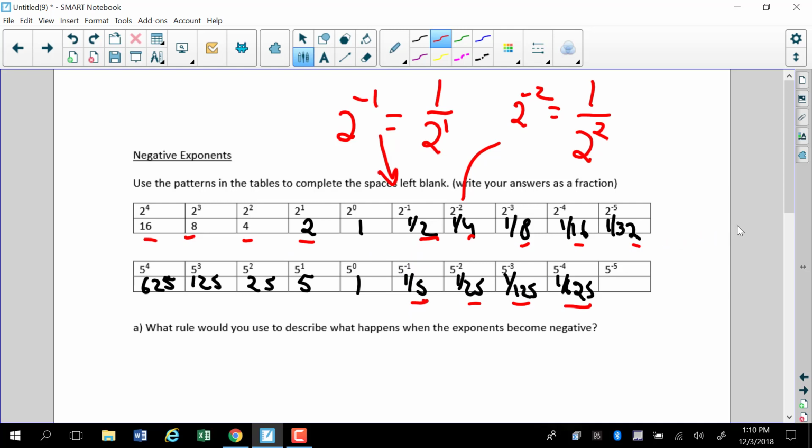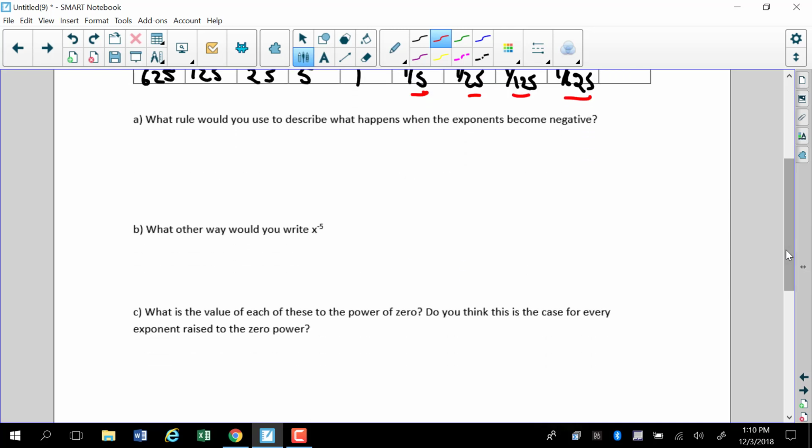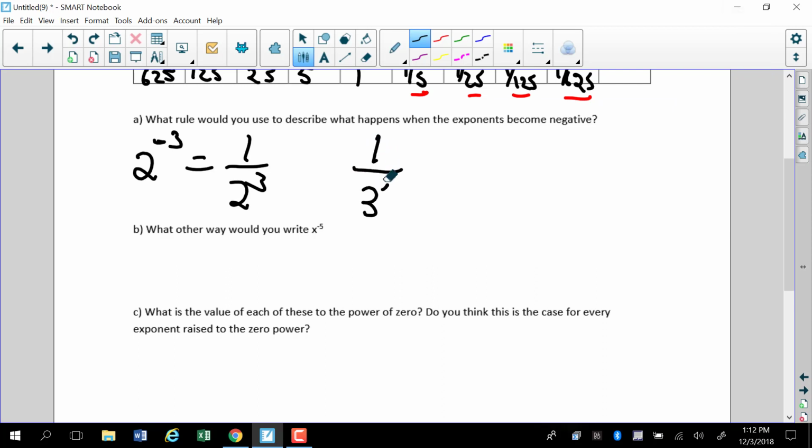So how would you describe what happens? One of the things I like to do is just look at this visually, which is 2 to the negative 3 is the same thing as 1 over 2 to the third. Now, the same thing would actually hold true if you have a negative in the bottom. So let's say we have a negative in the denominator. So 1 over 3 to the negative 2. We can actually move this up and just make this 3 to the 2.